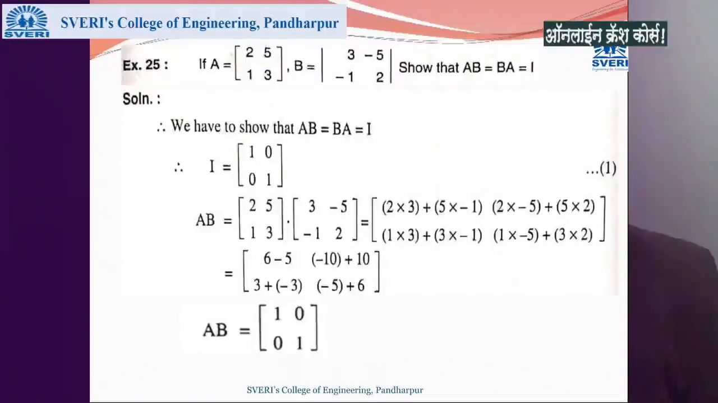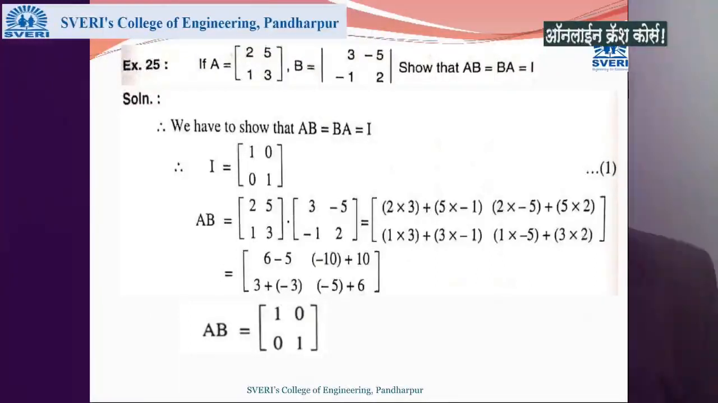The next example: if A is equal to 2, 5, 1, 3 and B is equal to 3, minus 5, minus 1, 2, then show that AB is equal to BA is equal to the identity matrix. So here, as we know, matrix A has order 2 by 2 and matrix B has order 2 by 2, so the product will be a 2 by 2 matrix. Whenever we get the matrix I, again the order will be 2 by 2.